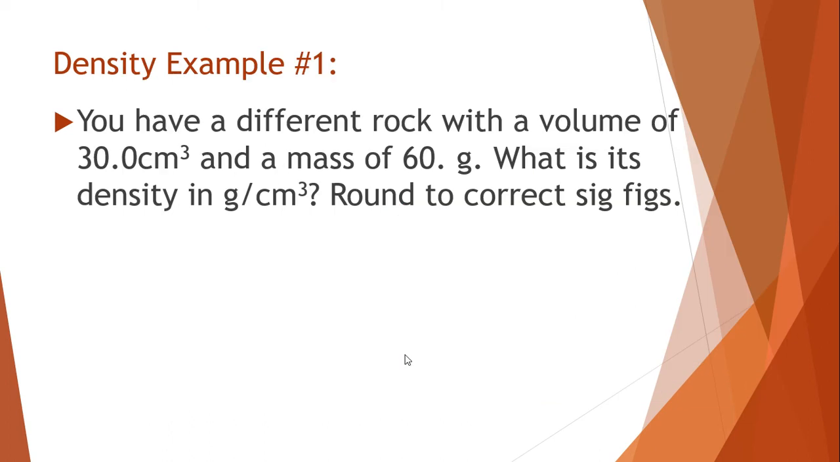So we have 3 different examples that we're going to work through. Remember, the equation is density equals mass divided by volume. This states you have a rock with a volume of 30 centimeters cubed and a mass of 60.0 grams. What is the density in grams per centimeter cubed? First thing you should always do is make sure you have the correct units. This one's grams, so this should also be grams. Here I have centimeters cubed, so this one should also be centimeters cubed. They match up, so I can just go ahead and plug into my equation.